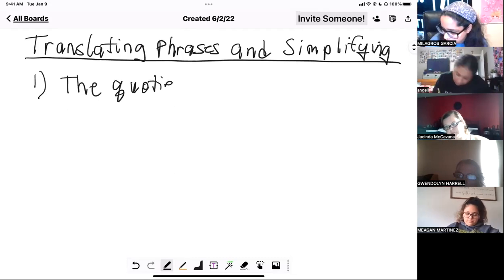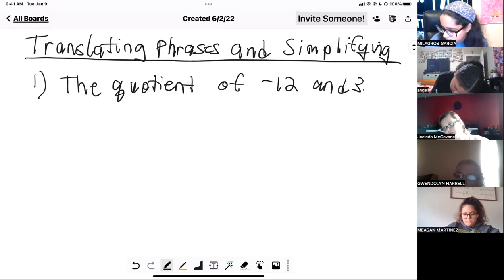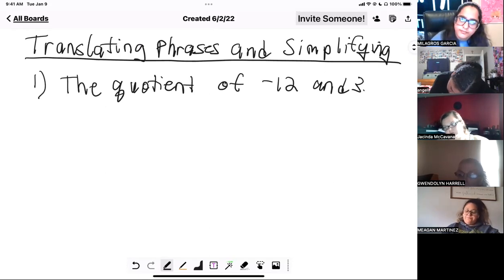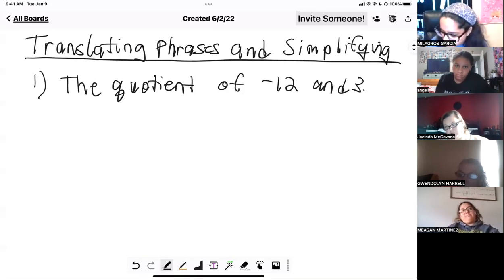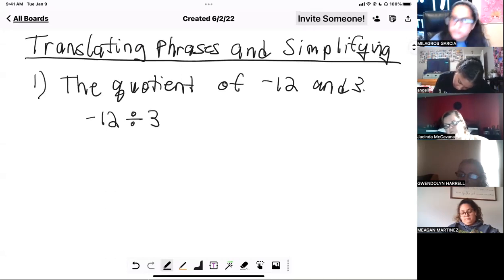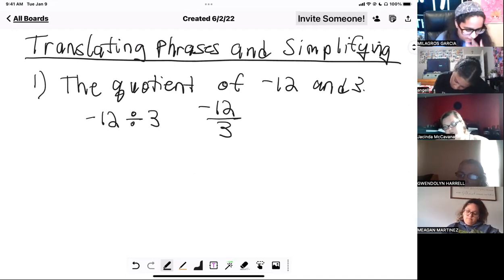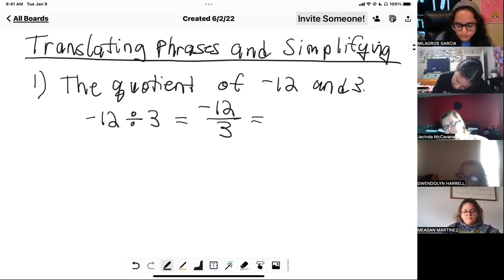Okay, so the quotient of -12 and 3. Quotient means dividing. So the quotient of, you can write it different ways. I'm gonna write it a couple different ways. You can do -12 divided by 3. When I see quotient, I see it in my mind like a fraction, -12 over 3. Either or, doesn't matter. They both mean the same thing. So now that I translated the phrase, now I'm going to simplify it, and the answer is -4.